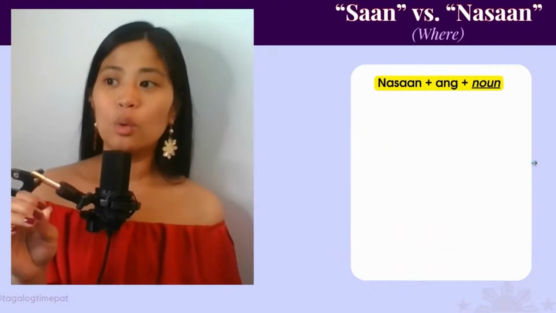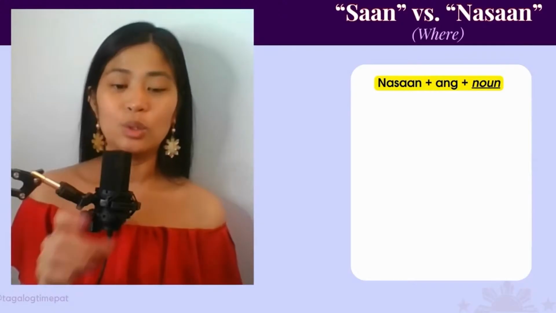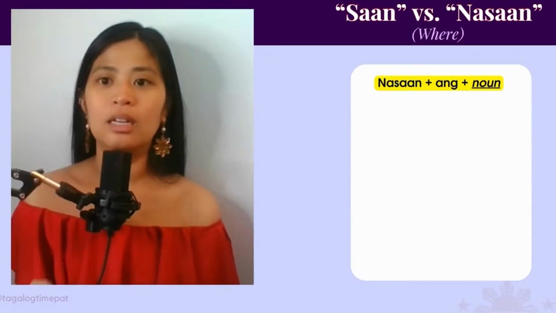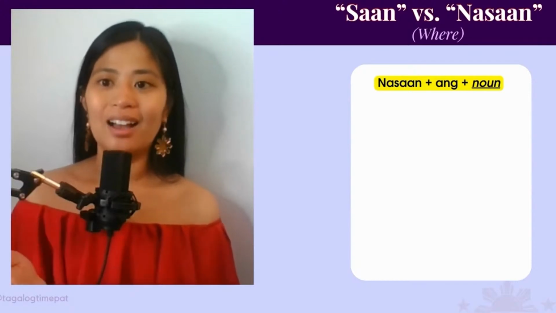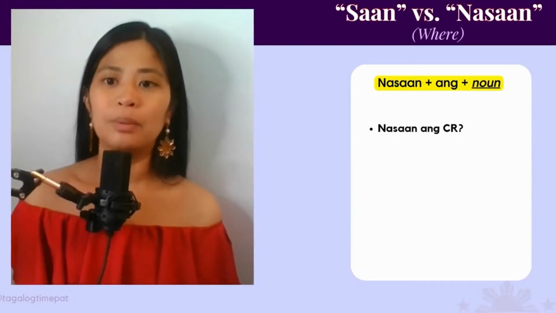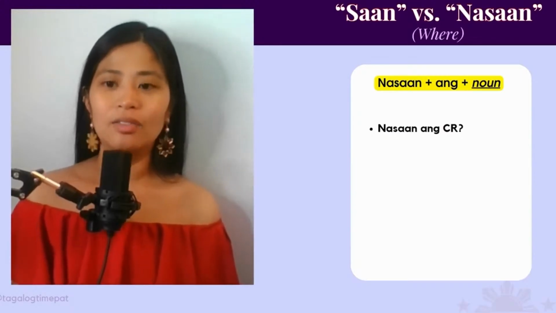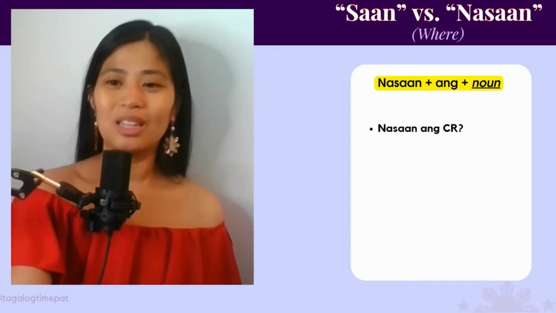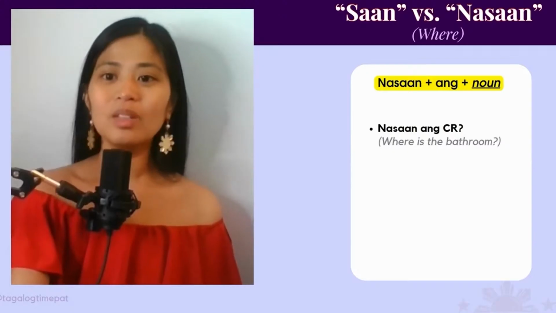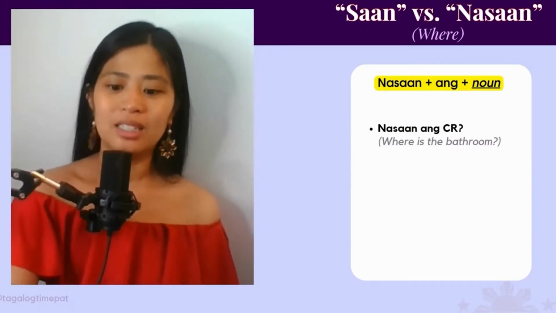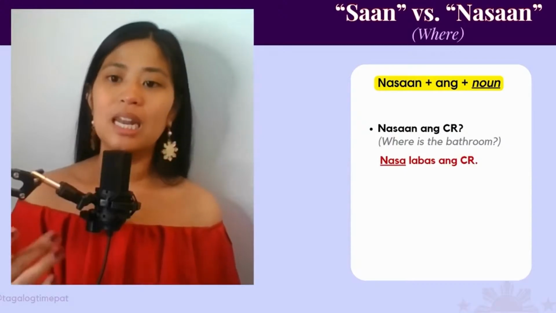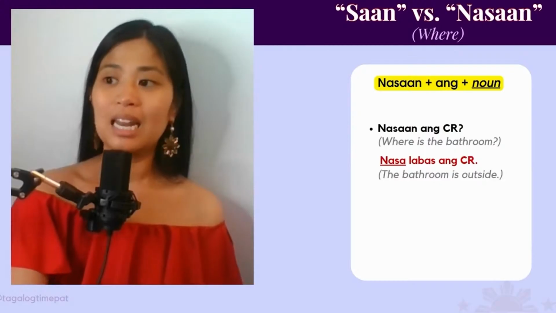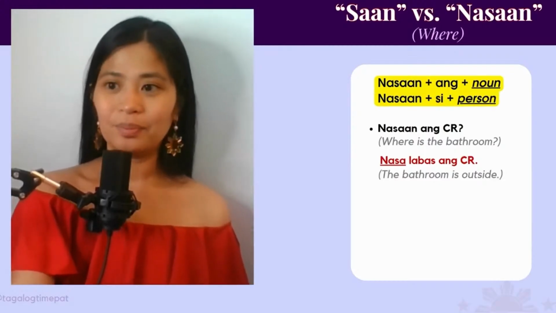Next, there's this question word, nasaan. So it's similar to saan, but it's nasaan. And here are the different ways to use it. Nasaan plus ang plus a noun. For example, nasaan ang CR? CR is comfort room in Tagalog, or in the Philippines, that's what they refer to the bathroom as. Where is the bathroom? Nasaan ang CR? The response, nasa labas ang CR. The bathroom is outside. Nasa labas ang CR.